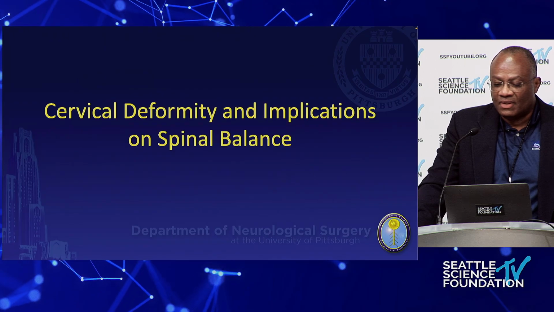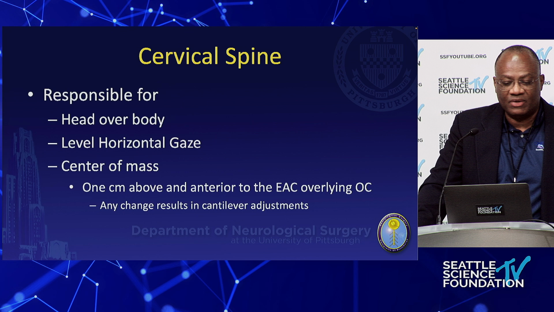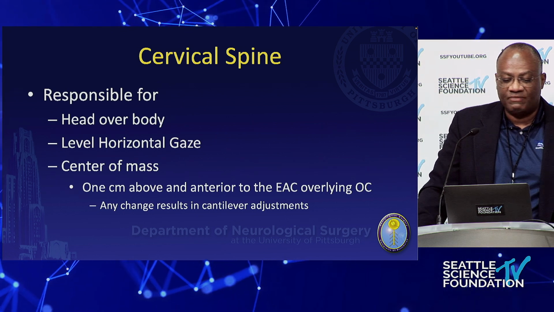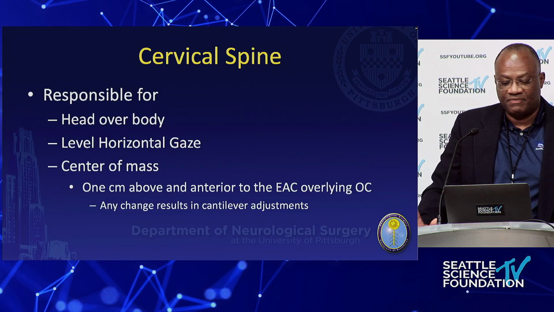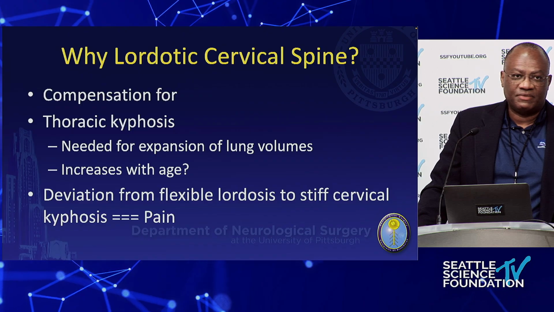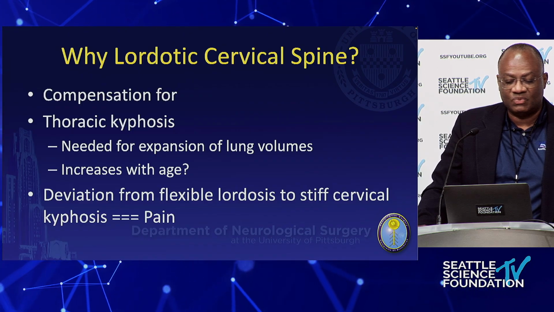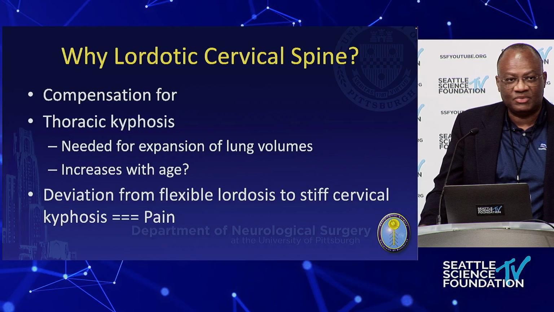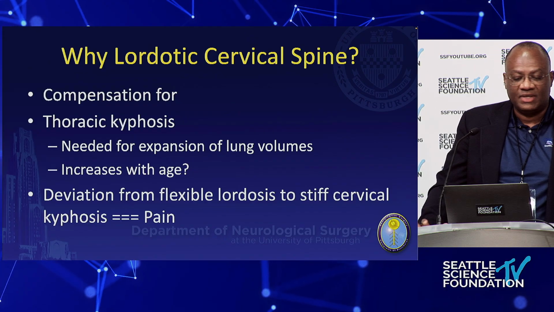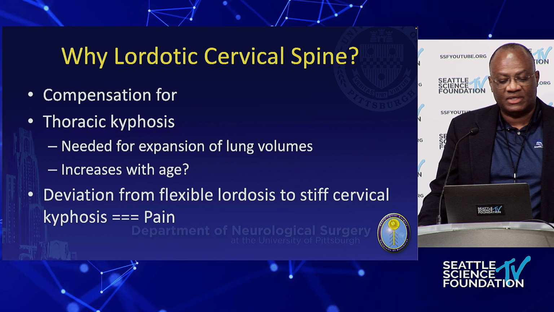So what are the implications of cervical deformity on spine balance, right? We know that the cervical spine, I talked about head over body, maintaining a level horizontal gaze, and also center of mass. So why is the cervical spine lordotic? Really, it's to compensate for thoracic kyphosis, which is needed for lung volume. So it's a repercussion of a repercussion, right? Thoracic kyphosis is needed for lung volume, and to maintain level horizontal gaze, the neck has to be thrown backwards in the lordotic angle.